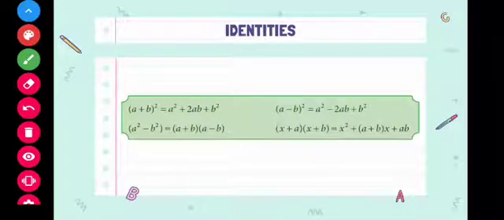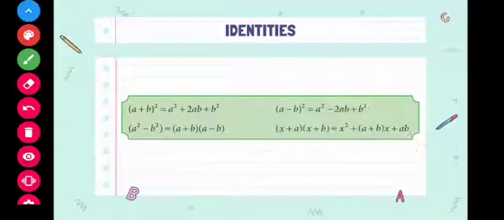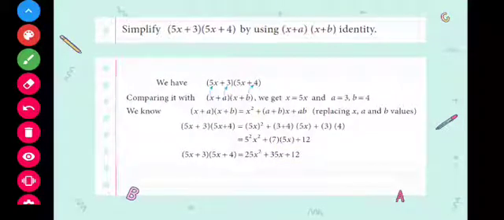Okay, so you all know what is x plus a into x plus b equal to. Let's get to the previous slide. So, okay, x plus a into x plus b is equal to x square plus a plus b into x plus ab. Okay, x square plus a plus b into x plus ab. So let's get back to the problem.